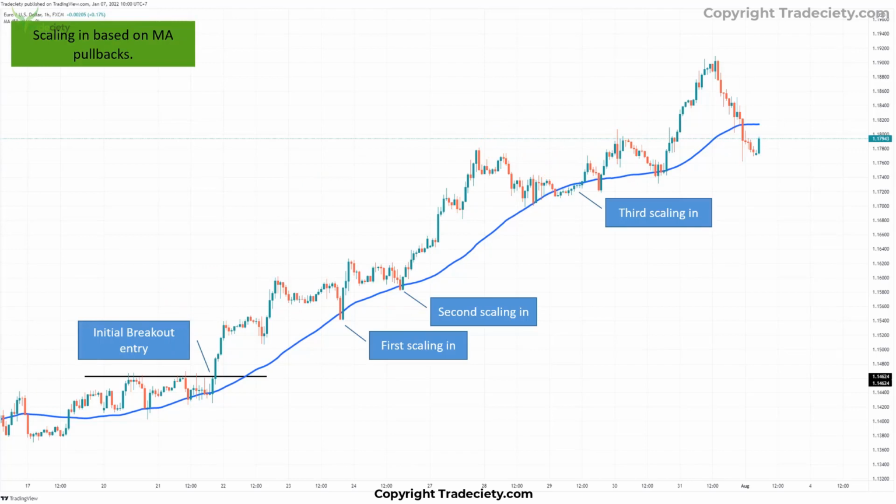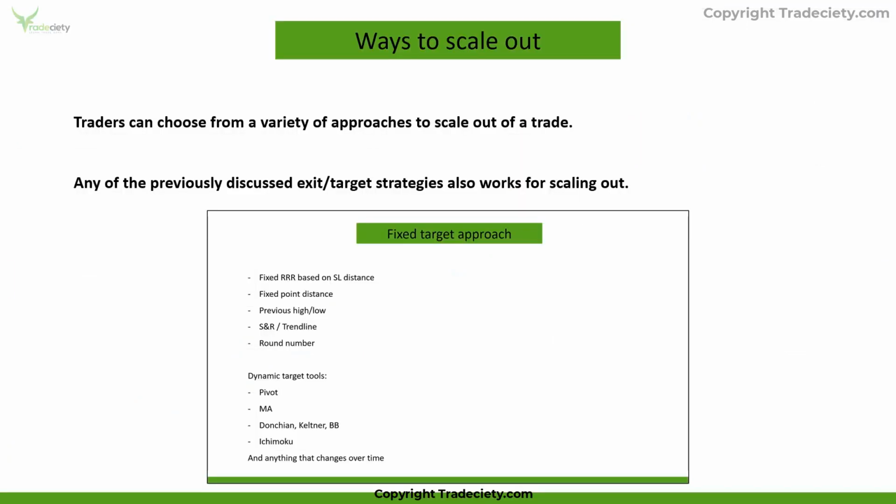And there are so many different ways how you could go about scaling in that it's really up to you. And that's really the beauty, that you have so many options. You could use trend lines, you could use support resistance, round numbers, Fibonacci's, pivots, moving averages, Donchian channels, Ichimoku, and anything else. There's really no limitation to how you can go about it. And the same is true for scaling out. Any of the previously discussed exit approaches can also be used for scaling out, right?